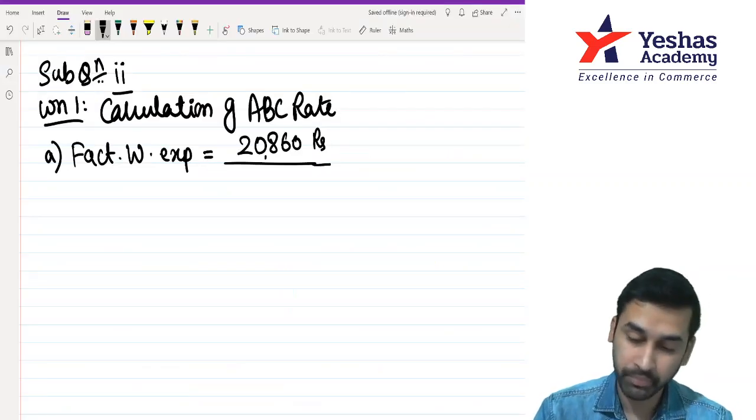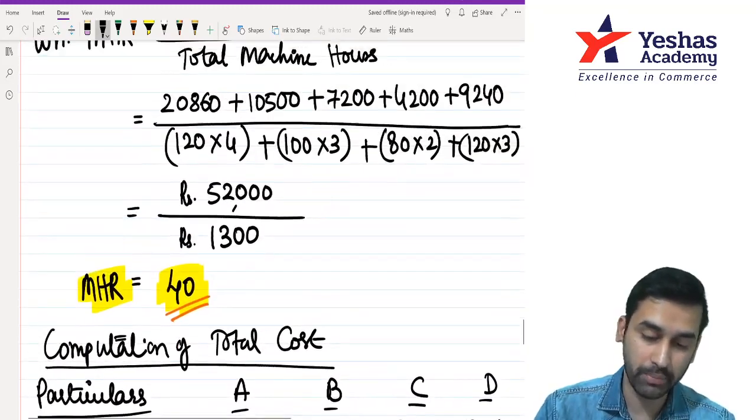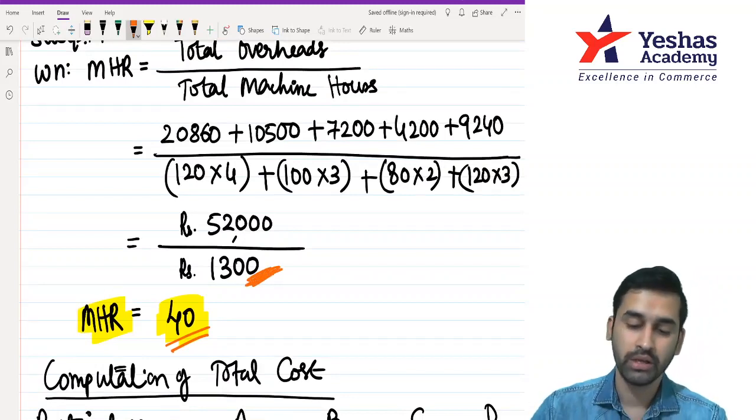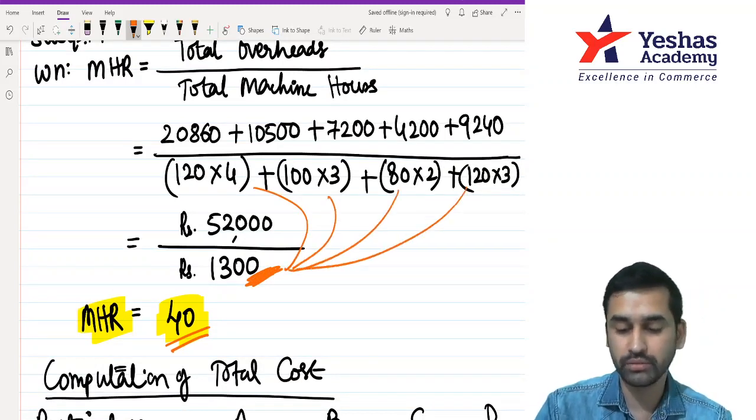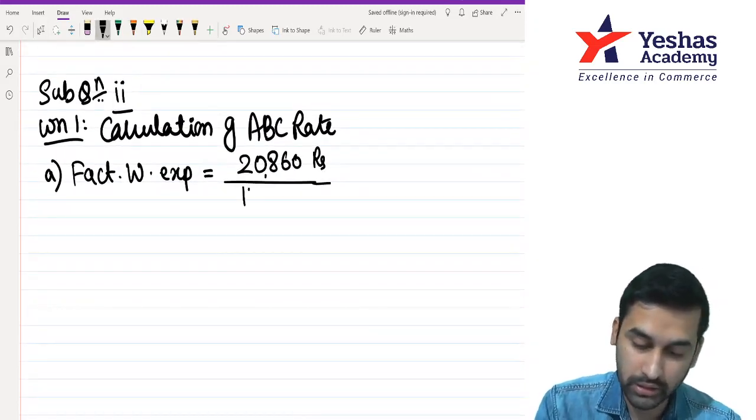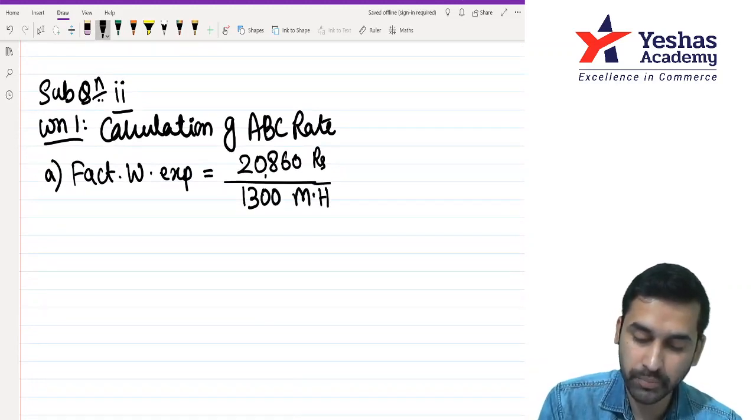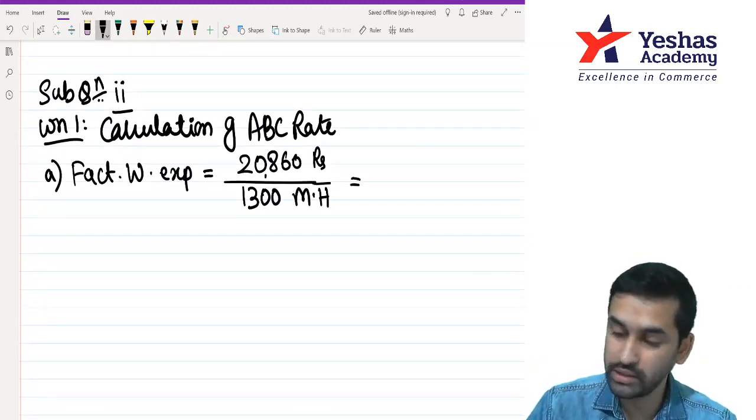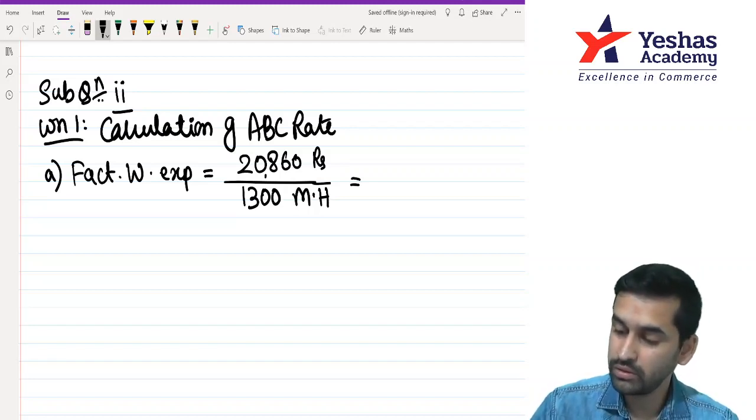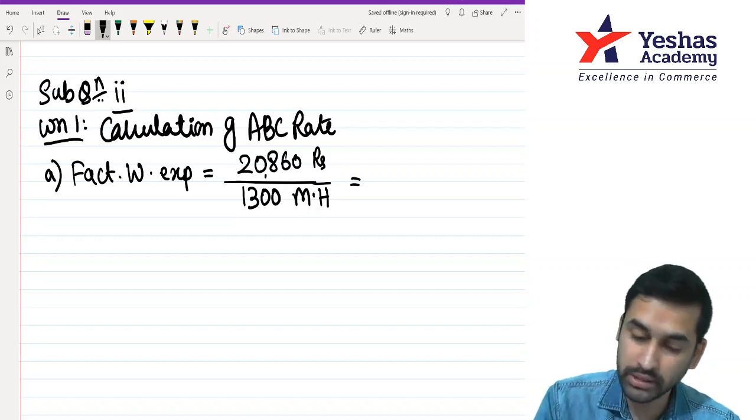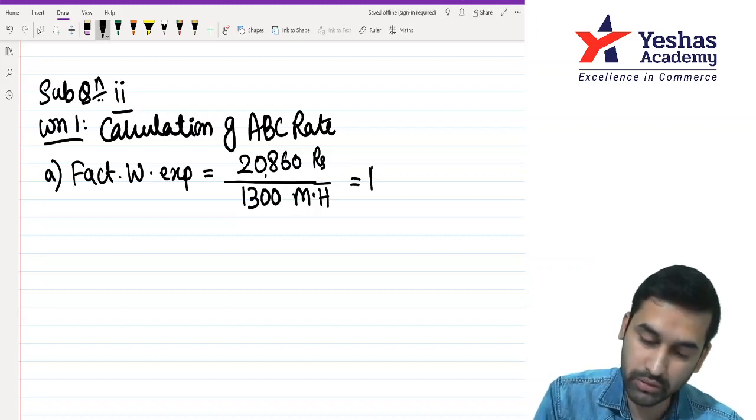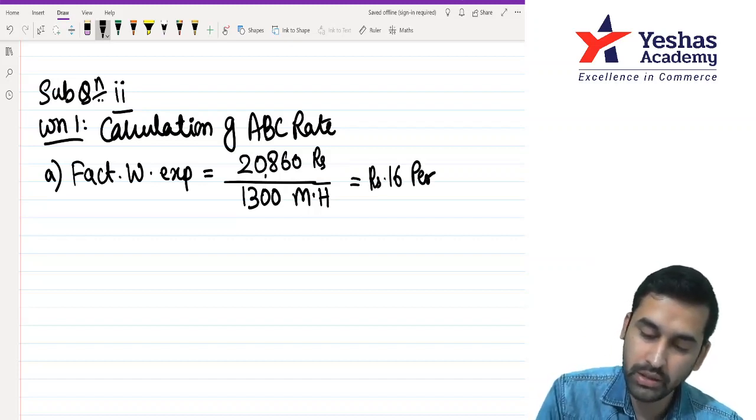Oh, correct, sir. That means, let me just scroll up. Here I have already calculated 1300 machine hours. See this? This is already done, this computation. So 1300 will be my denominator straight away here. 1300 machine hours. So 20860 divided by 1300. I am getting 16.04. Okay, I will round it off to 16. So this will be 16 per machine hour.